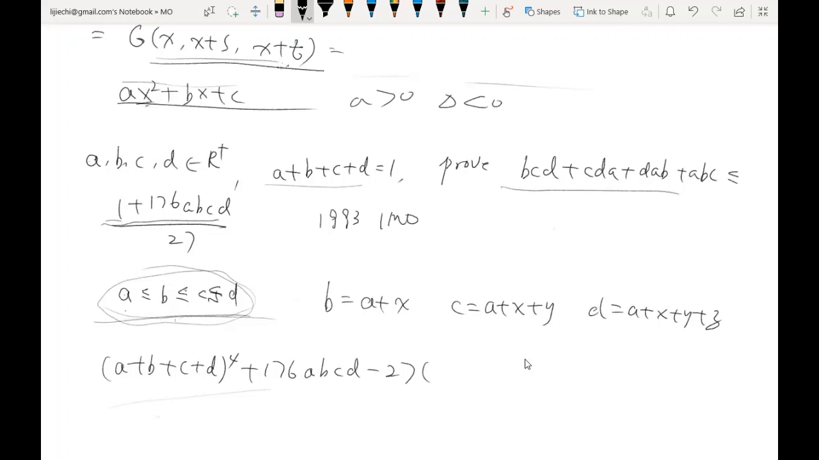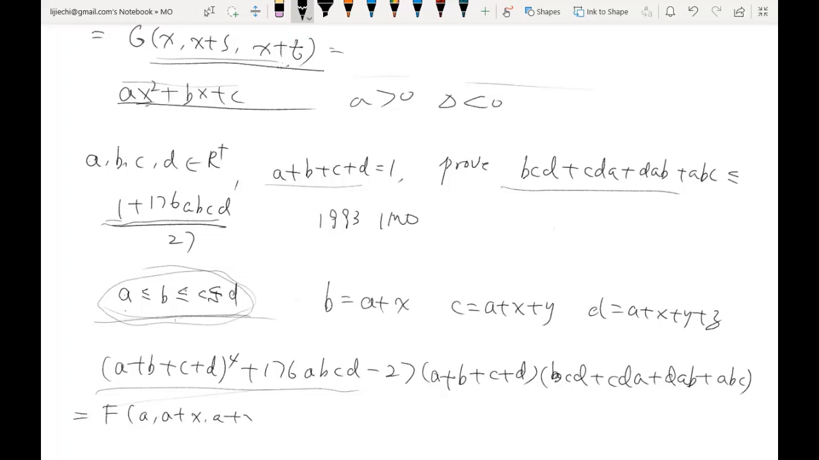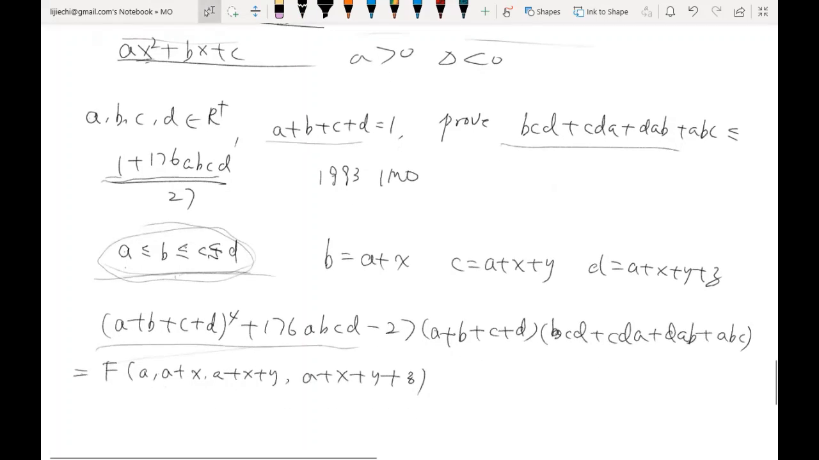And the left side is third degree, while so far all these are fourth degree. So we could add one. This is BCD plus CDA plus DAB plus ABC. Treat this as a polynomial, and then we substitute that one with A, X, Y, Z. So this will be F of A plus X, A plus X plus Y, A plus X plus Y plus Z. Remember here, all of these are positive.